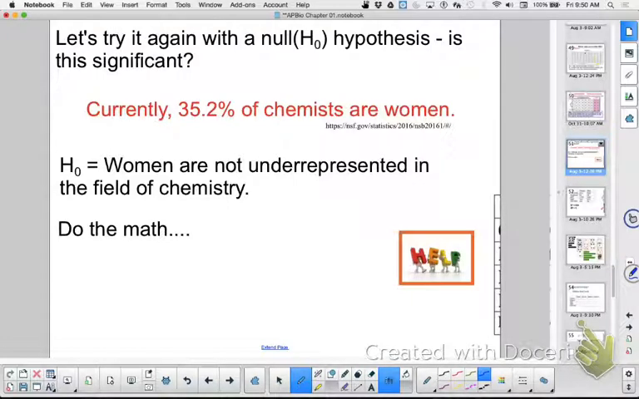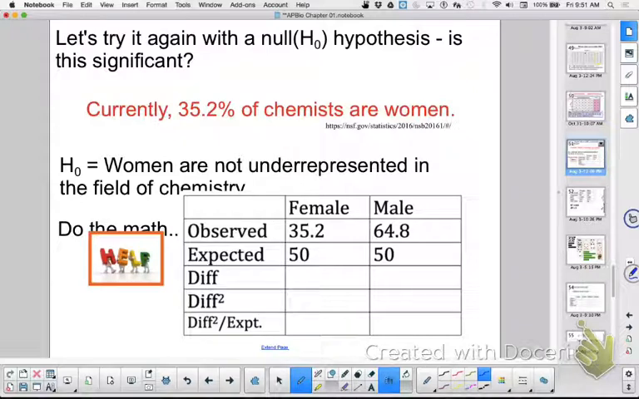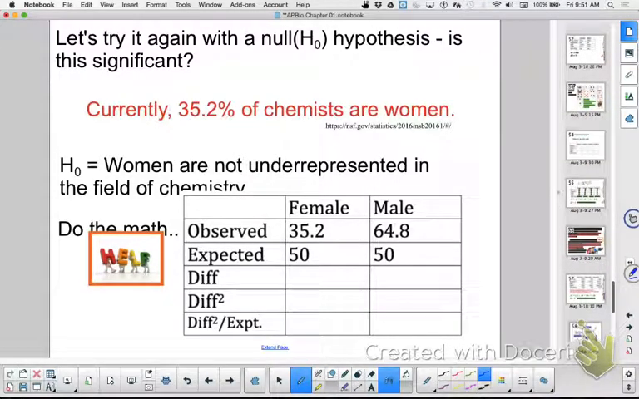And what would I expect if there's no problem, because I'm writing a null hypothesis, no connection? What would I expect for both? 50. Okay? So hopefully you thought that part out and you got at least this far. How many degrees of freedom do we have? One. Okay, just checking.